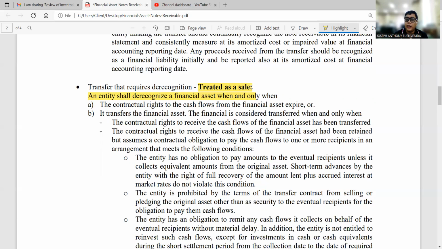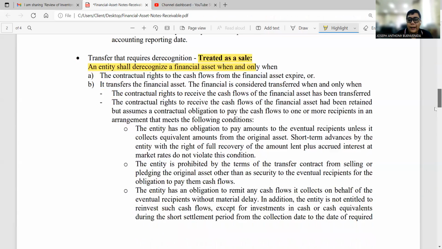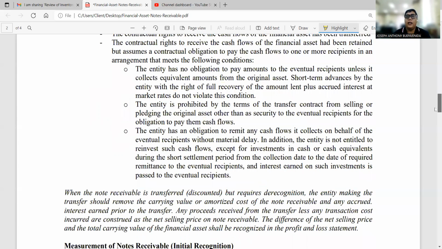The financial asset is considered transferred when, and only when, the contractual rights to receive cash flows have been transferred to a third party, or the rights to receive the cash flows of the financial asset have been retained but the entity assumes a contractual obligation to pay the cash flows to one or more recipients in an arrangement that meets the following conditions.